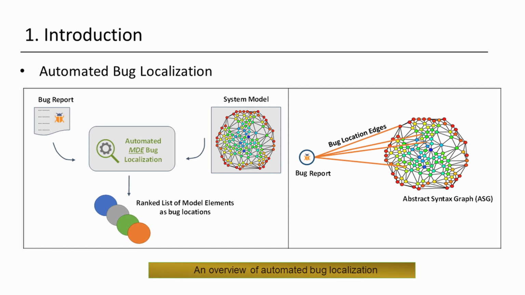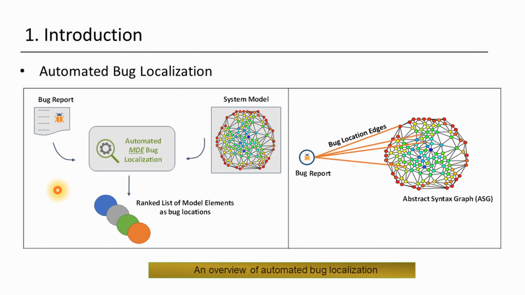In our approach, bug localization in model-driven engineering refers to the process of automatically finding the bug locations in a UML class diagram. In our case, bug localization is solved as a link prediction problem that predicts the bug locations as edges between a new bug report and existing classes in the diagram. The general overview of such a process is illustrated in the following figures.